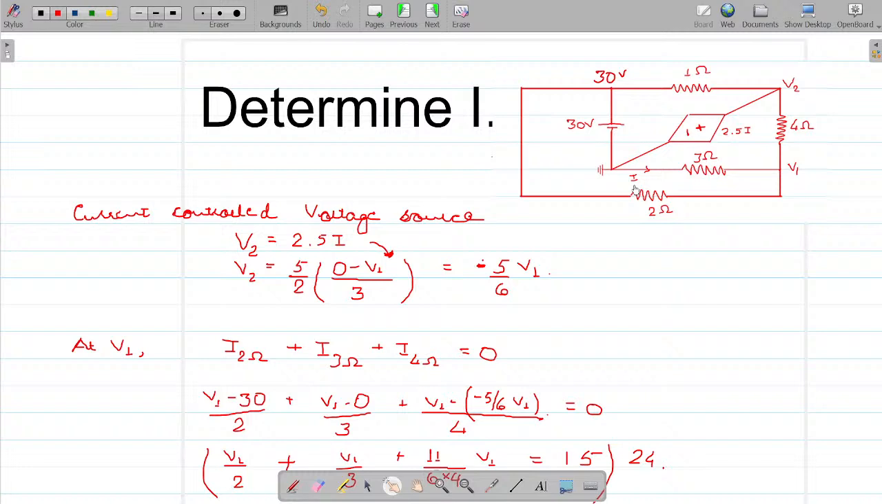As a rule, at any node, whenever you're applying nodal analysis, make sure you determine all the outgoing currents, and the sum of all outgoing currents should be 0. When you follow only strictly one rule, you're prone to make fewer mistakes.